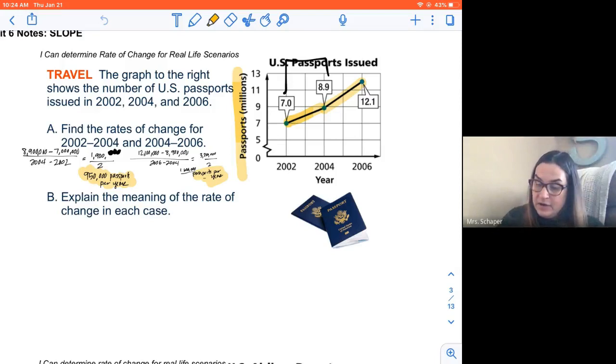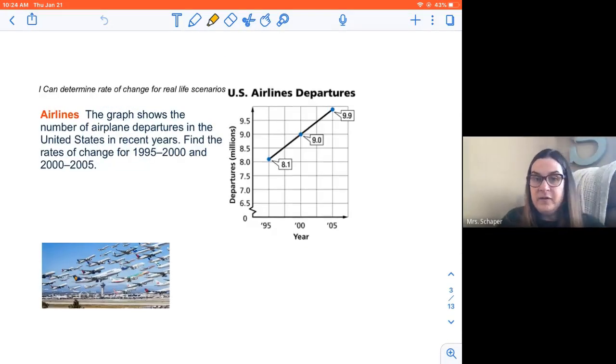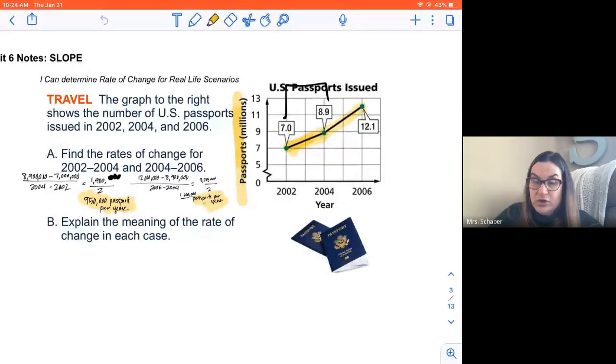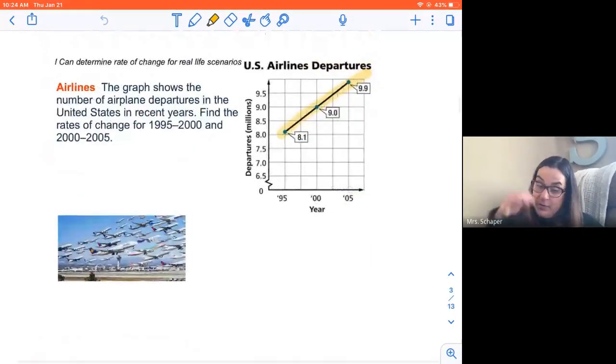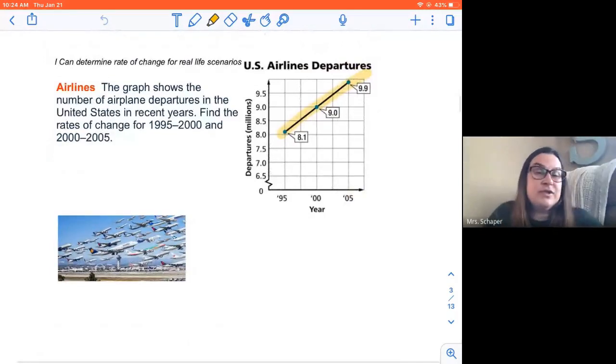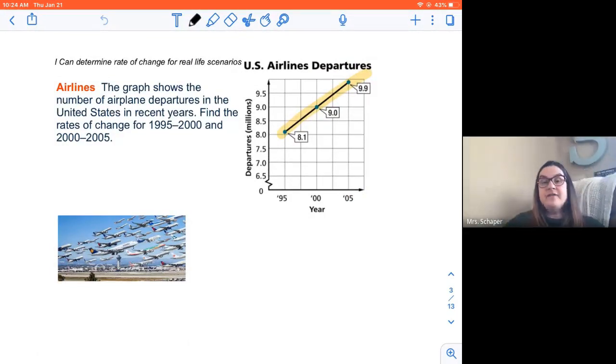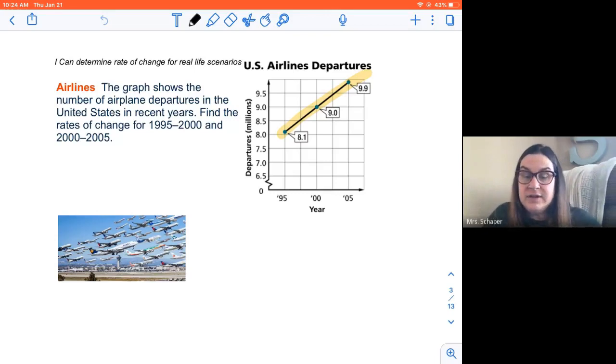Okay, here's another graph that shows you that information. Again, we're looking at the difference. This graph is linear. That means the whole thing is a straight line. Here, we notice that the rate of change changed. It was a little bit steeper for the second part of that line, whereas here it's the same. And so these are the number of airplane departures, and again, it's going from 1995 to 2000 to 2005.